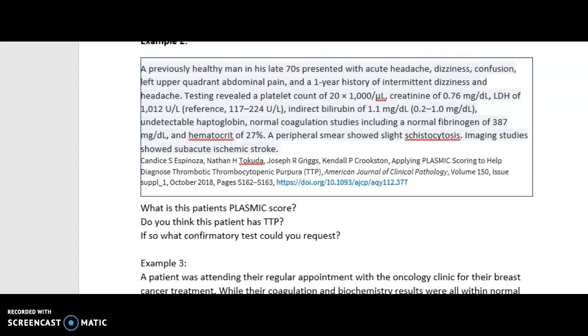So the next one was a case study, and you could have read the whole journal article if you wanted to have a look at it. We had a previously healthy man in his 70s with acute headaches. He had a 1-year history of dizziness, a platelet count of 20, creatinine was abnormal, LDH was abnormal, signs of hemolysis. His peripheral blood film showed schistocytes. So from that, you should have been able to figure out his PLASMIC score, and it was quite likely that he had TTP. Wasn't 100%, I think it turned out to be about a 70% chance. So what we would do at that stage of likelihood is run the ADAMTS13 antibody test, and that would give us the confirmation that this was driven by TTP.